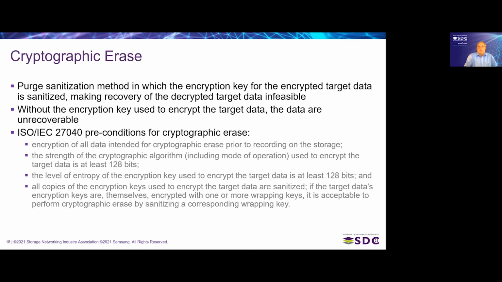Going back to cryptographic erase, which is part of Purge, the simple answer is destroy the key, destroy the data, right? Well, it's not quite that clean. There are some preconditions, and 27040 lays these out. First of all, if you record sensitive information before you actually start using encryption, all bets are off, because destroying the key does no good, because the data was written in the clear. So it really has to be written as ciphertext for this technique to work.